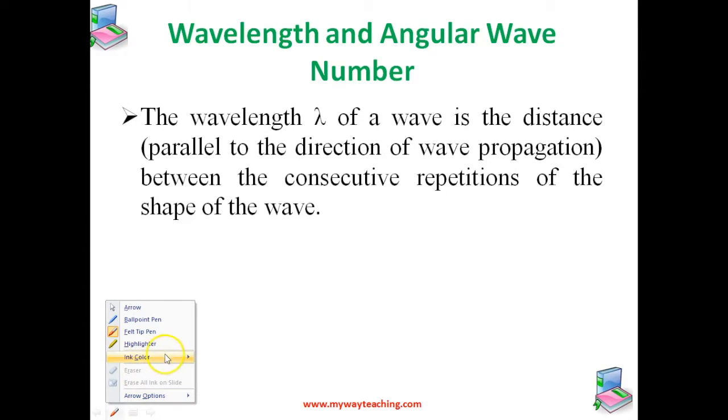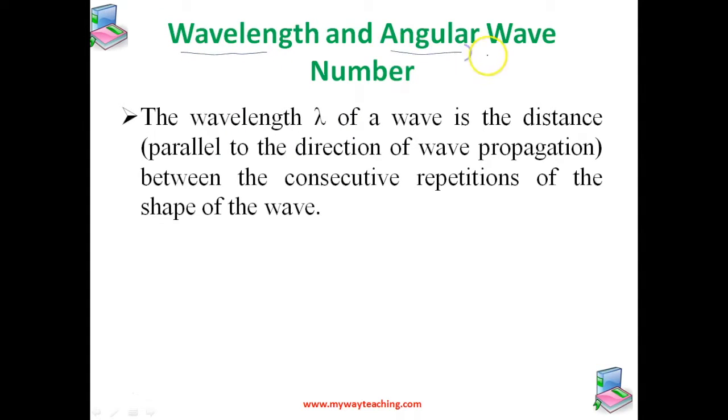In this part, we are going to study another important parameter, that is wavelength and angular wave number. The minimum distance between 2 points having the same phase is called the wavelength of the wave, which is usually denoted by lambda. As you can see here, this is the symbol of wavelength, that is lambda.